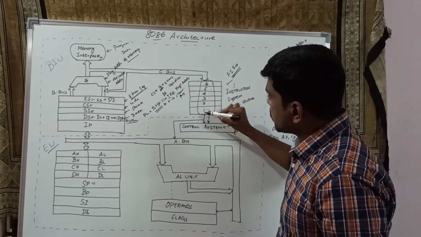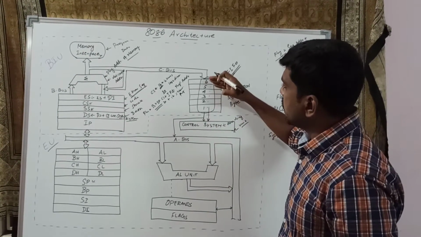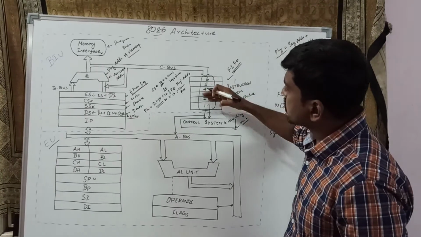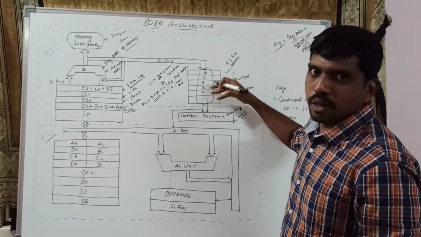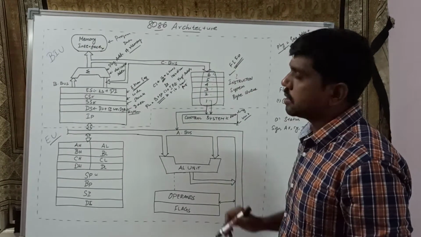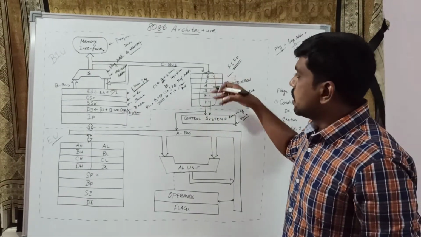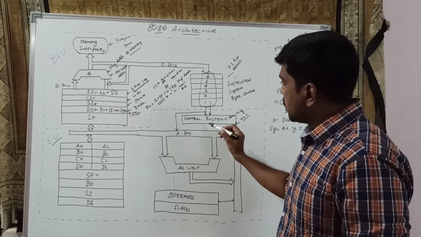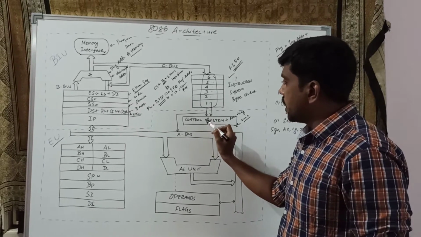The first instruction moves to the control system. For the next level, all the instructions come down by one level. The new instruction is again fetched from the memory unit and placed in the 6th place. Likewise, it performs. Then the control system converts by decoding.